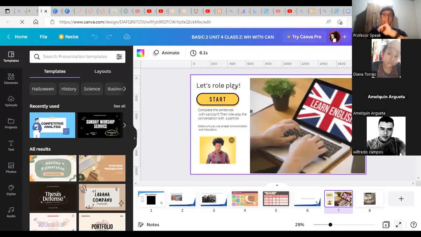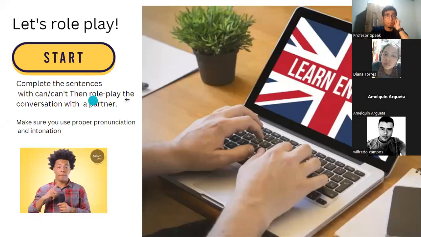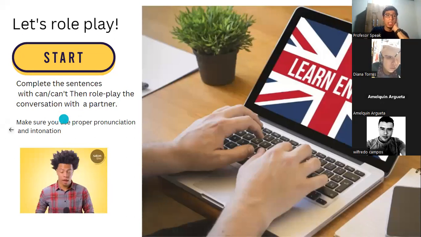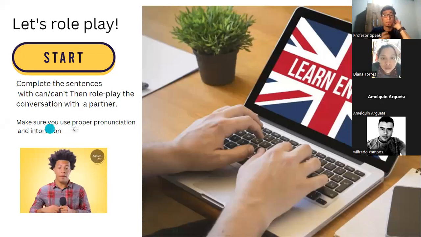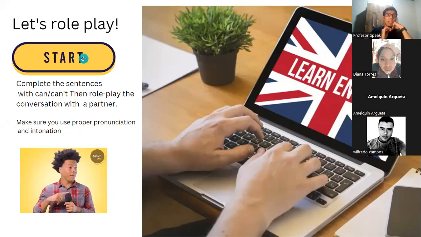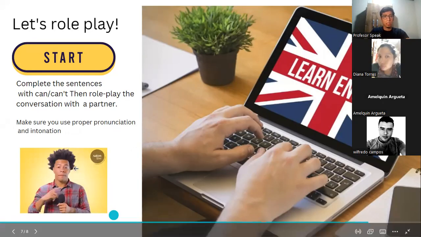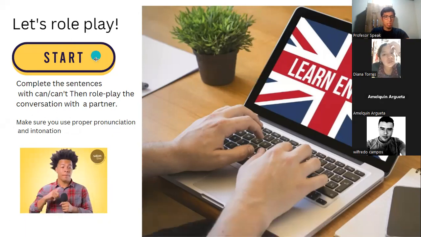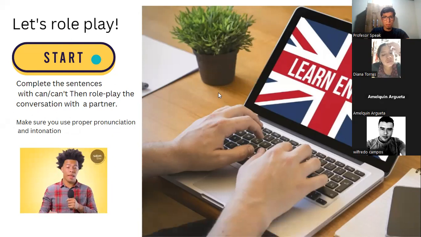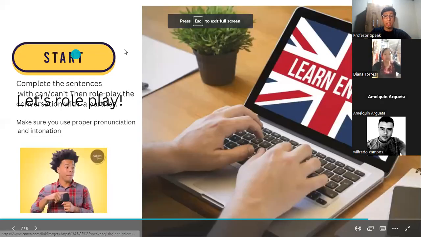Okay, it says a role play. It says complete sentences with can or can't, then role play the conversation with a partner. Make sure you use proper pronunciation and intonation, okay? You have to be ready to speak English very well. Okay, we are going to start it. Let me see if this actually does work. Okay, give me one moment here. And here, okay, let's go to start this.